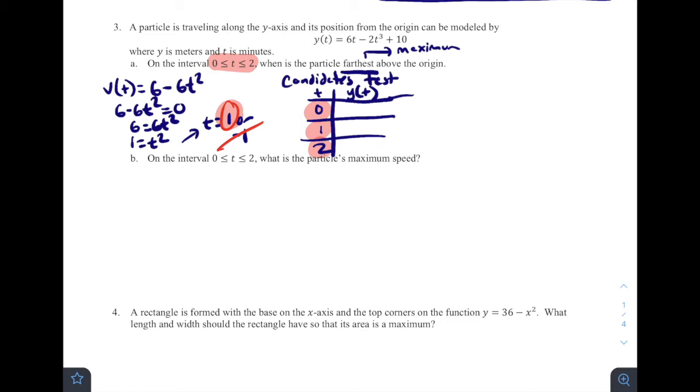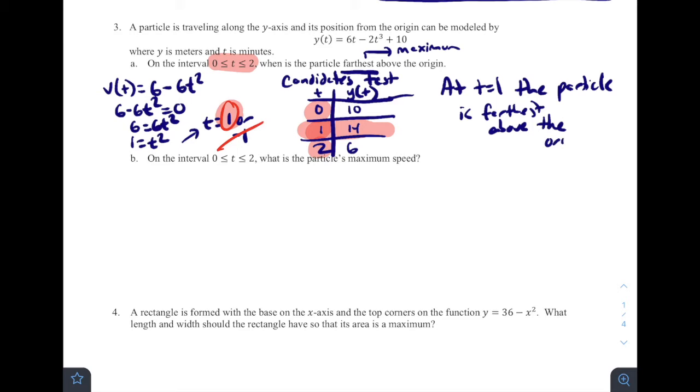If we do that, we're going to get outputs that are 10 and 14 and 6. And so if we're trying to find the maximum, we're going to pick the biggest one of these. That appears to be occurring when t is equal to 1. And they're asking here, when is the particle the farthest above the origin? So our conclusion is going to be at t equals 1, the particle is farthest above the origin. And that's our conclusion for part A.